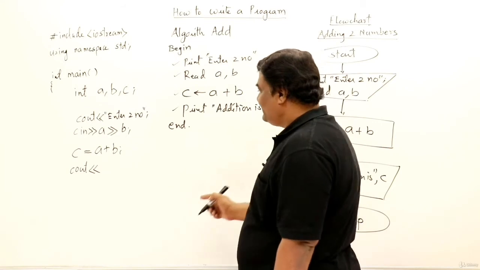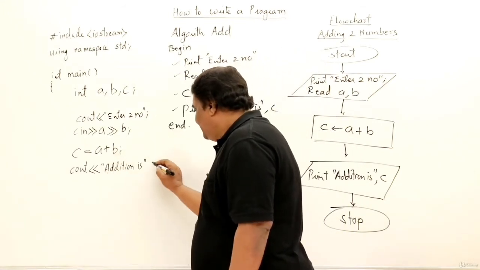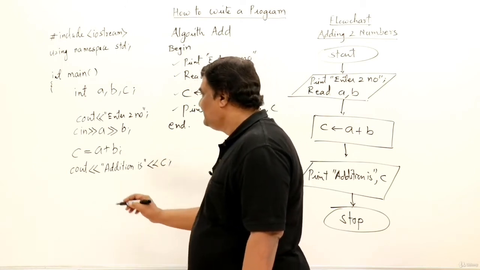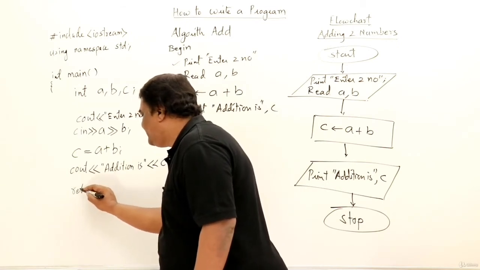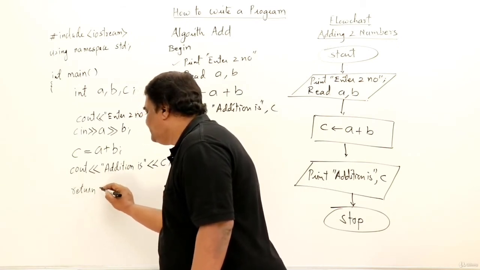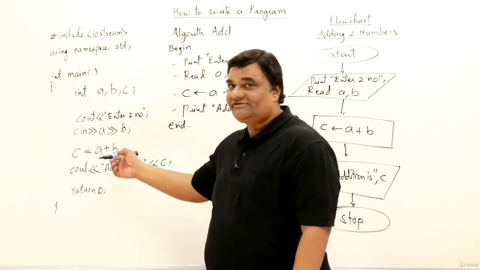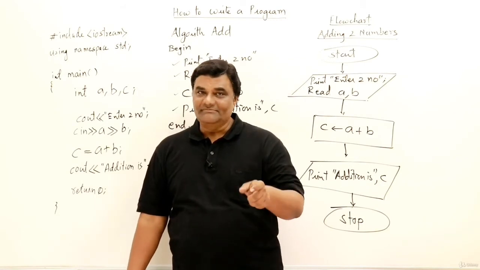Addition is, then C. So I will write down here: "Addition is" in quotes, and then write again double less than, and then say C. Right? So that's all. And inside the main function we must write down return 0. That is always required because we have written int here. So that's all. This is a program in C++ for adding two numbers.